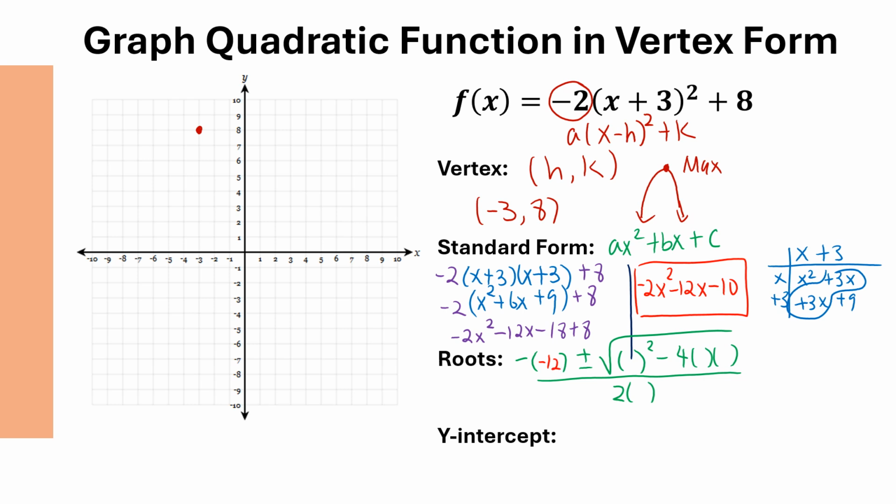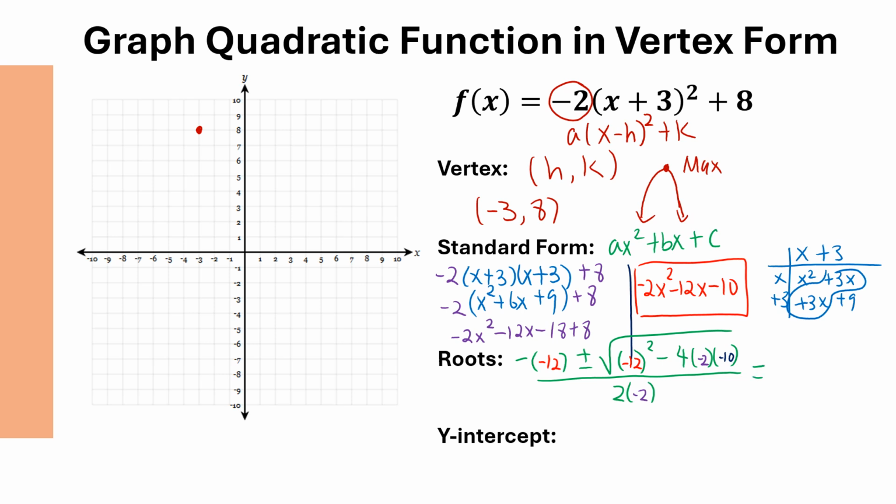And then negative negative 12 plus or minus square root of b squared. So that's negative 12 squared minus 4 times a. A is the number in front of x squared. So that's negative 2. And then times c. C is the constant. So that's negative 10. And then all over 2 times a, which is negative 2. So now I'm going to simplify this.